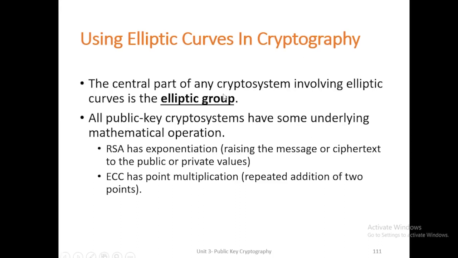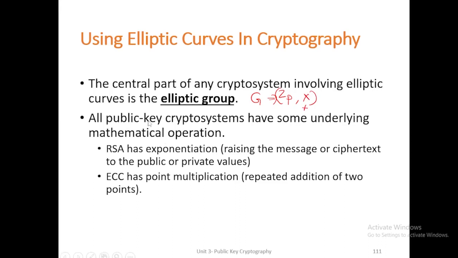So the central part of any crypto system involving elliptic curve is denoted as an elliptic group. Group means G. So here we are taking the prime number, Z_p, with operations. You can do either multiplication operations or addition operations here.